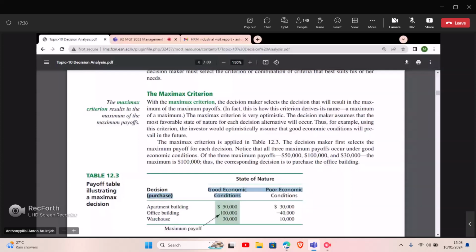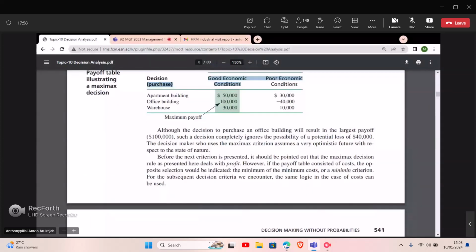Thus, for example, using this criterion, investors would optimistically assume that good economic conditions will prevail in the future. So that is their assumption. Therefore, that is the maximum. The second one is the maximin criterion.